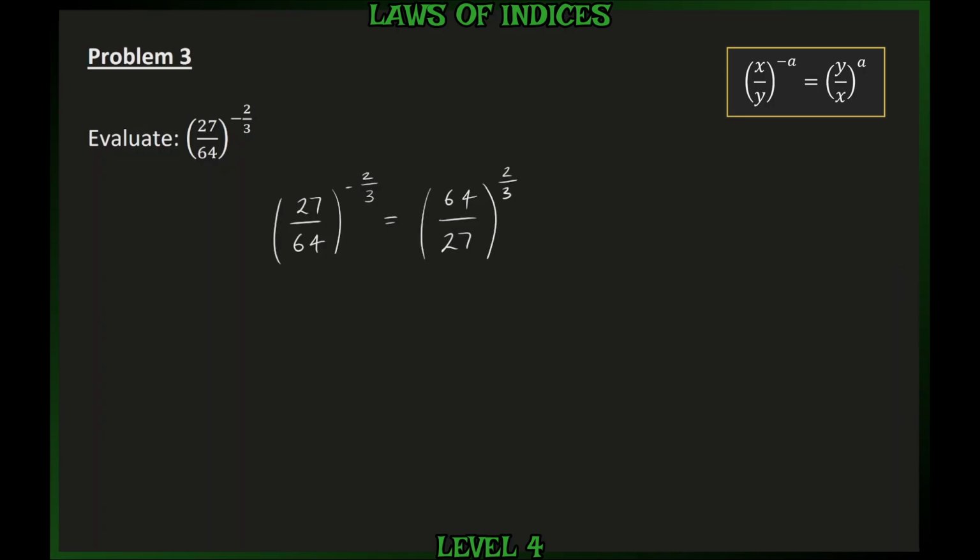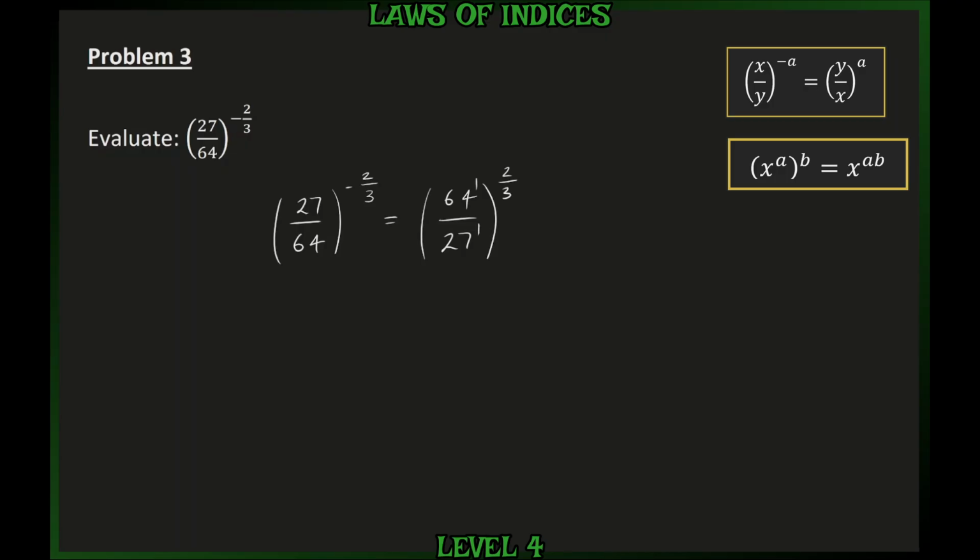Now that we've done that, we can also rewrite our numerator 64 as 64 to the power of 1 and our denominator 27 as 27 to the power of 1. And it's useful to do this because we can now see that we're raising powers to powers. And this means that we can use this law, which tells us that when we raise a power to another power, we multiply the 2 together.